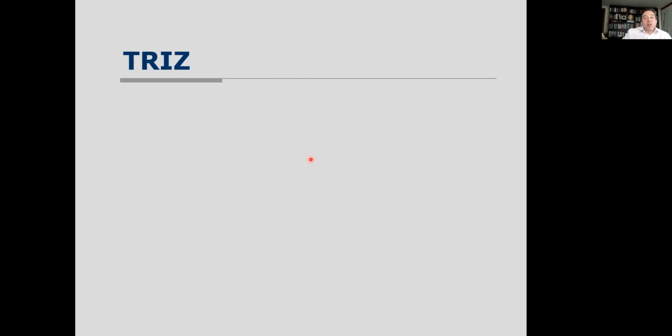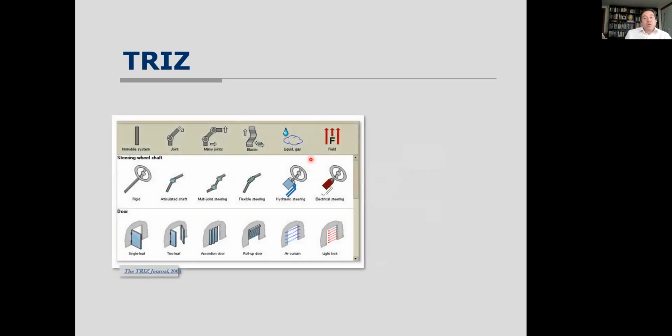Another important principle of ideation is TRIZ. TRIZ is a technique of predicting future technologies. So technologies often evolve in a predictable fashion. So you have an immobile system, for example, eventually having more degrees of freedom, ultimately becoming an energetic based system. So for example, a rigid steering wheel will have more and more components, ultimately to electrical steering. A single leaf, simple door will ultimately be a Star Wars style light lock.